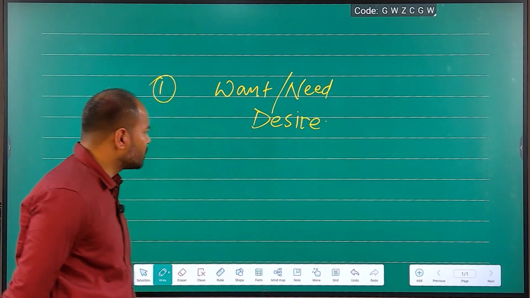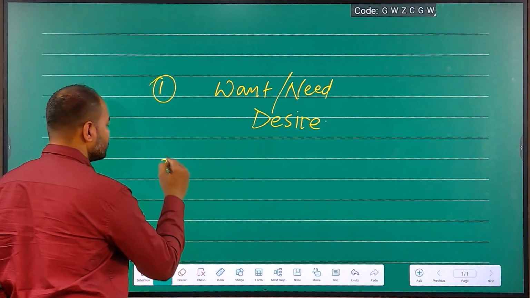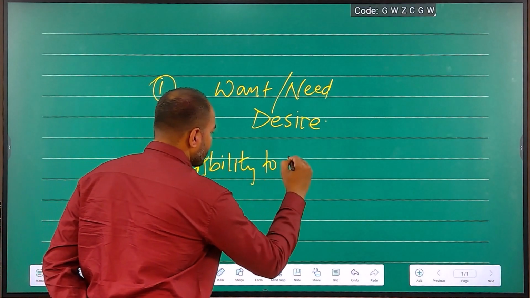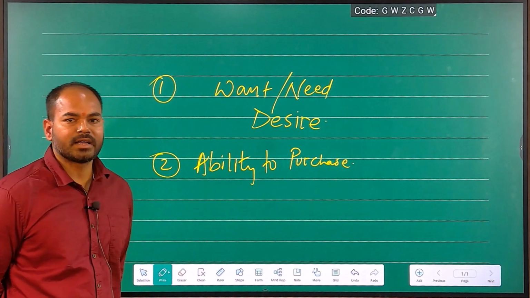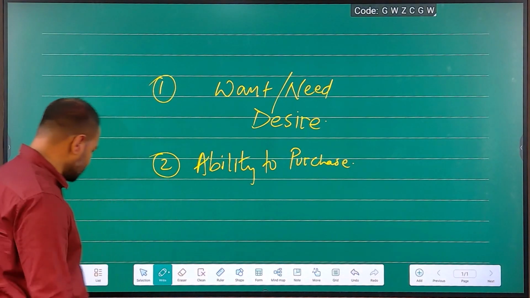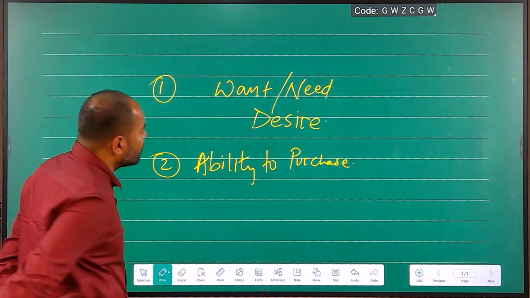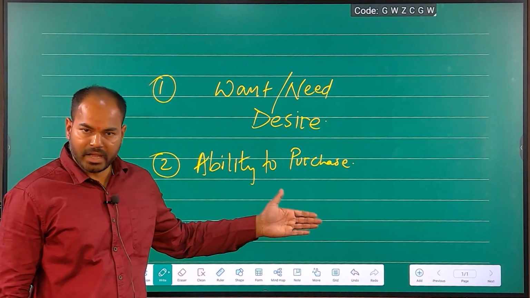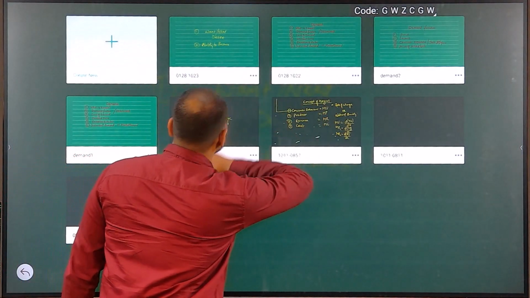So in economics, if want, need and desire are backed by the ability to purchase, then that is known as demand. So whenever anyone asks you what is demand, you definitely need to say: the need of people which is backed by the ability to pay is known as demand. Now let's move to the next topic, that is demand function.